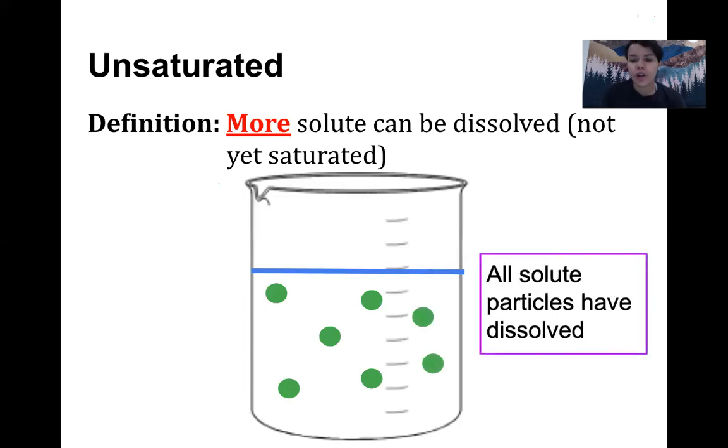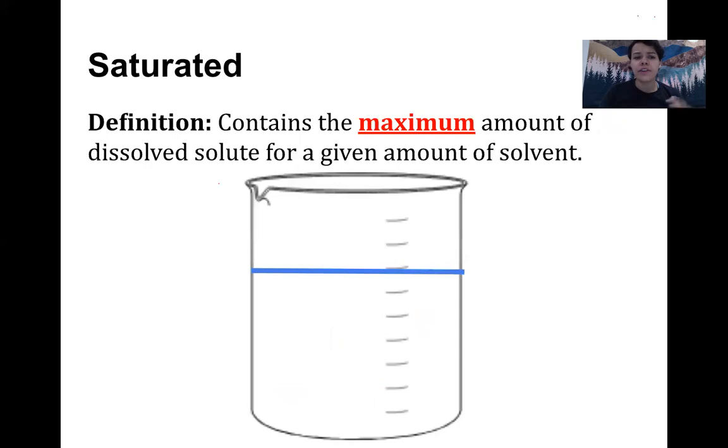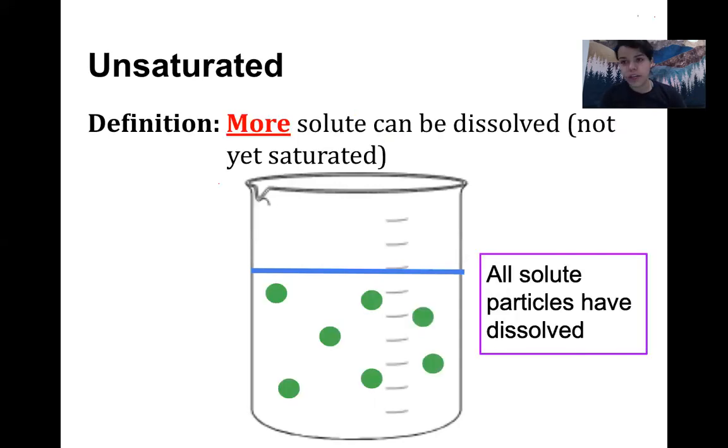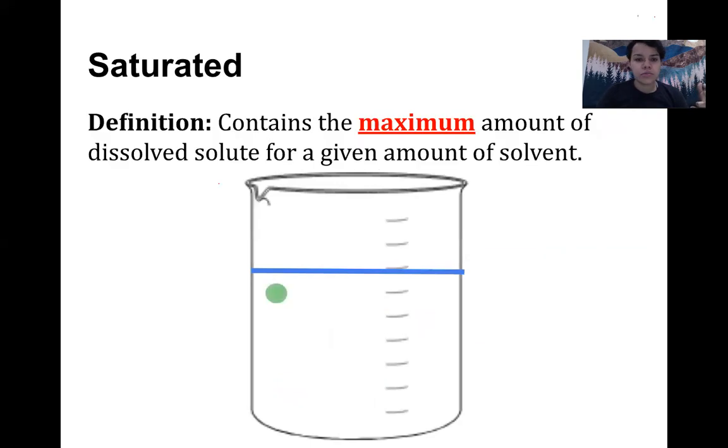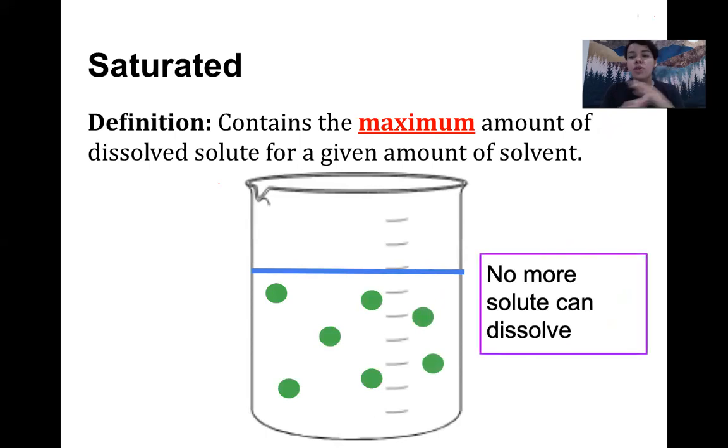All right, so all solute particles have dissolved in an unsaturated solution, but it can still dissolve more, right? Saturated means it contains the maximum amount of dissolved solute for a given amount of solvent. What does that mean? Like if I put some sugar in here and it's saturated, it has the maximum, and no more solute can be dissolved. If I continue to put sugar in this, it would be supersaturated, meaning the sugar is going to be at the bottom.